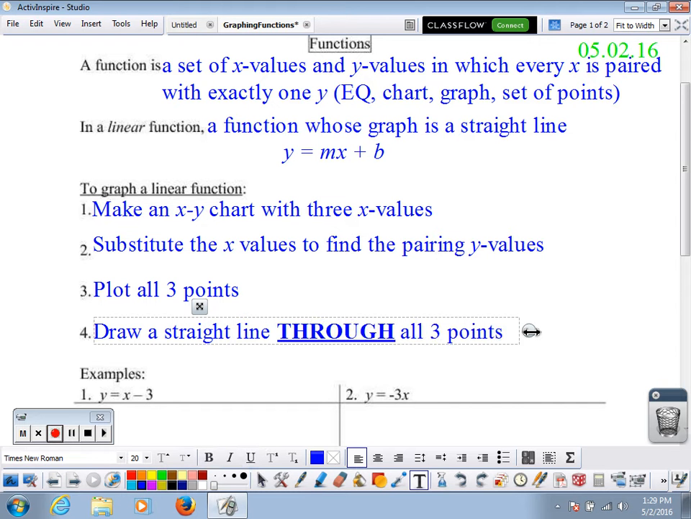Now, why through? We talked about this last week. Why did I put such an emphasis on that word through? Do you remember, Jordan?